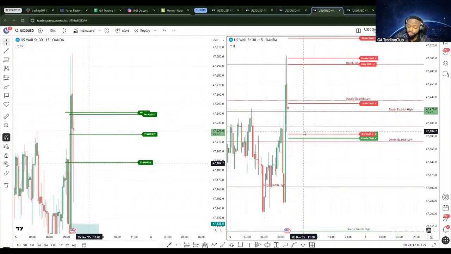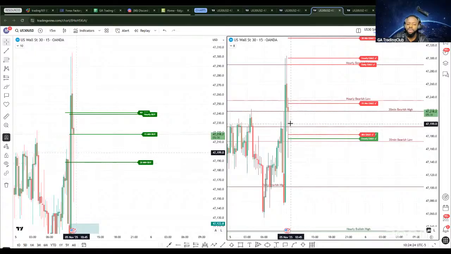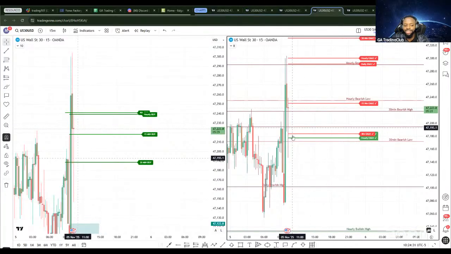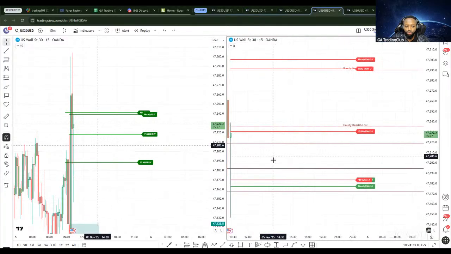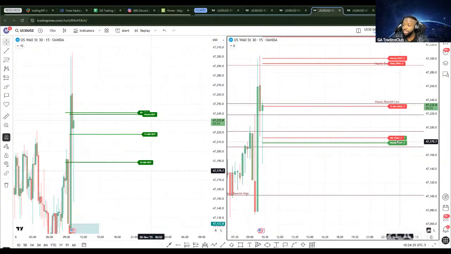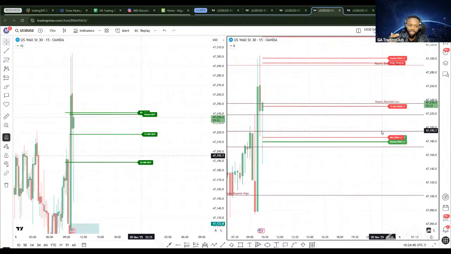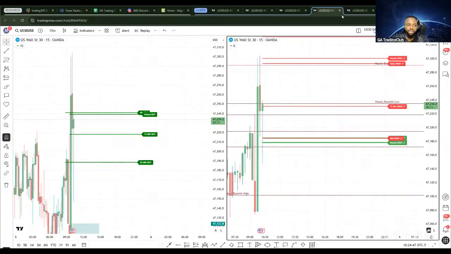Now, if sellers do break and close below the 4-hour and hourly EMA, at that point I may start turning bearish for US30. But right now, especially seeing this weak rejection off of these four EMAs and especially two high time frame EMAs, that's telling me that, hey, the buyers needed to pick up liquidity from somewhere in order to go back out and take out the sellers.